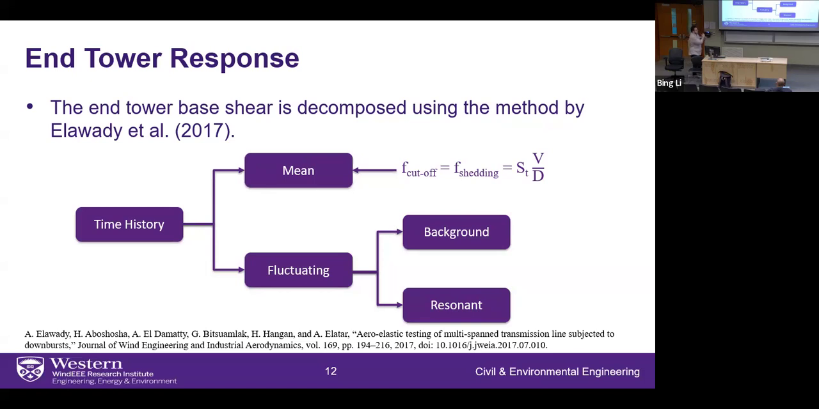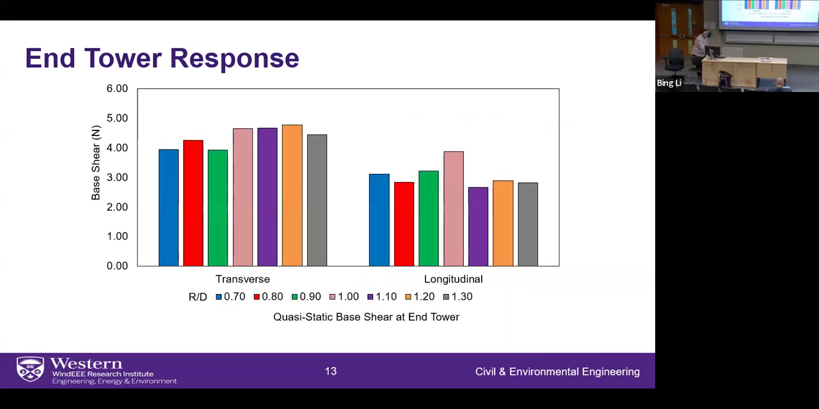And then the fluctuating component is divided into a background and a resonant component by isolating or filtering the resonance frequency in this signal. So when we add the mean component to the background component, we obtain the quasi-static response of the tower. So here are the results of the test.